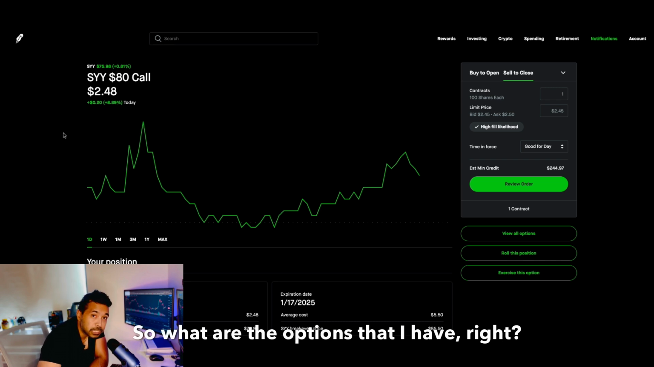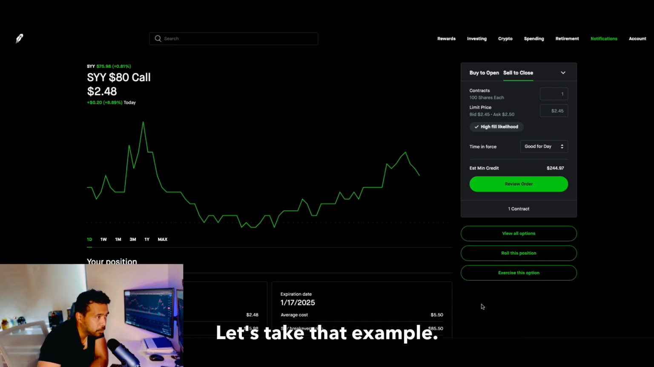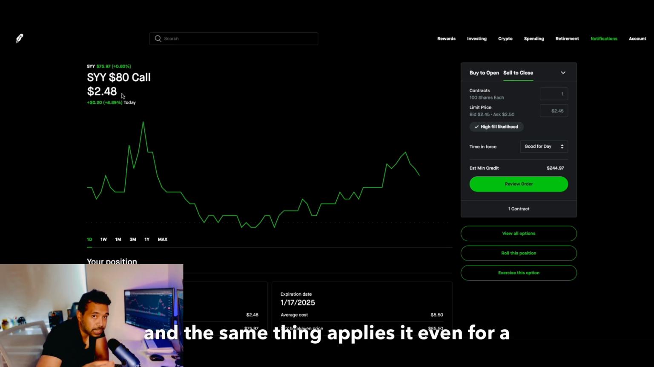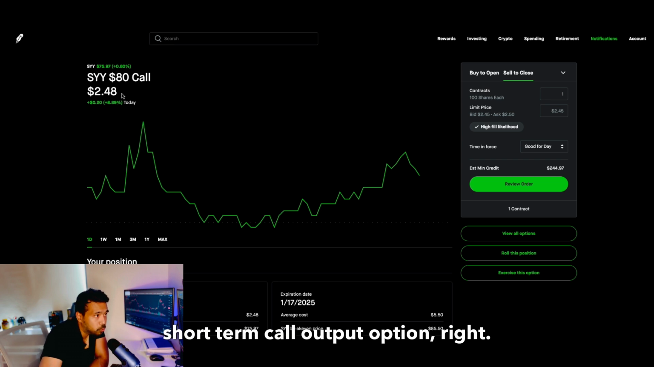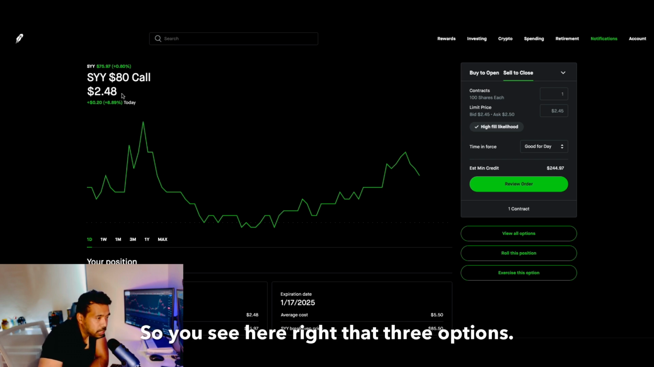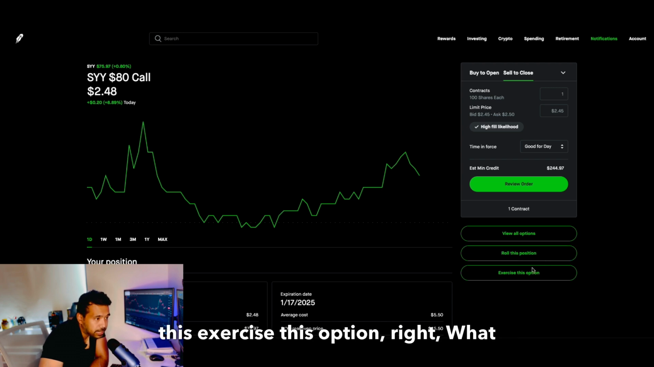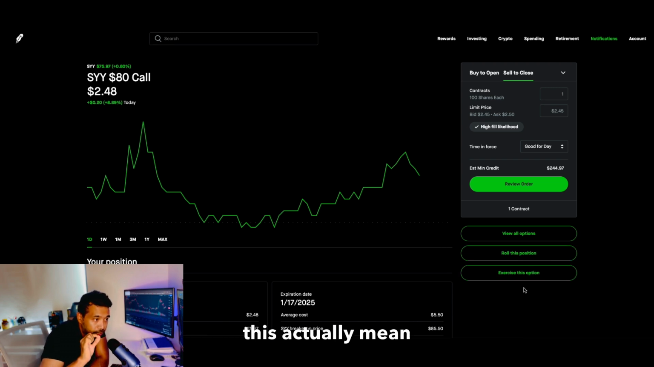So what are the options that I have, right? Let's take that example. This is an 80 call on Cisco, which is a kind of a LEAP option. The expiry date is in the future, that's why it's a LEAP. Otherwise the same thing applies even for a short-term call or put option, right? So you see here that there are three options. The one that I am going to explain is exercise this option, what this actually means versus if you just want to sell to close, right? These are the two important things here. I want to show the difference and what makes sense.